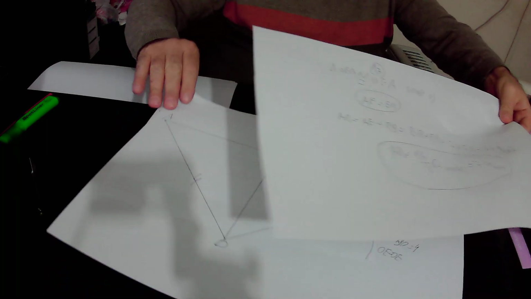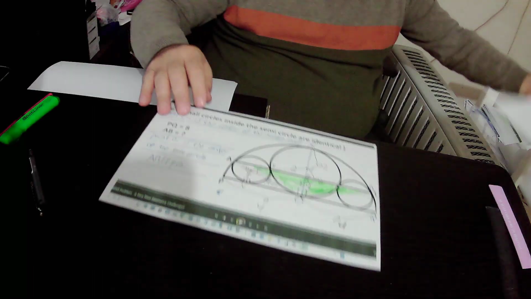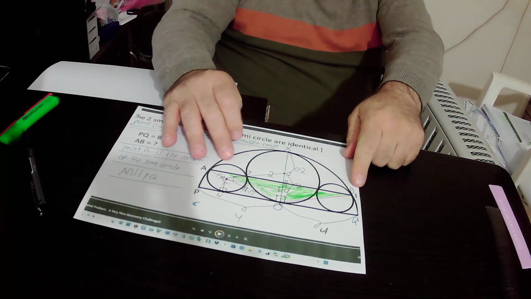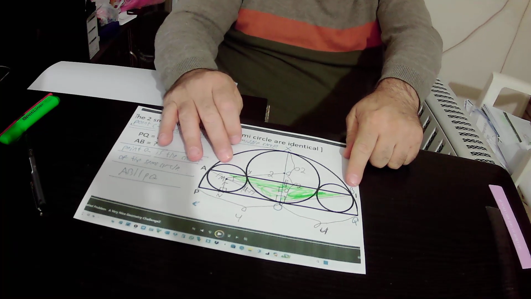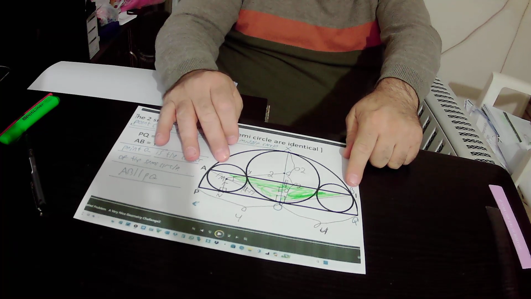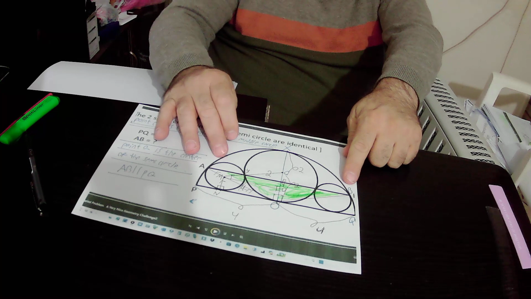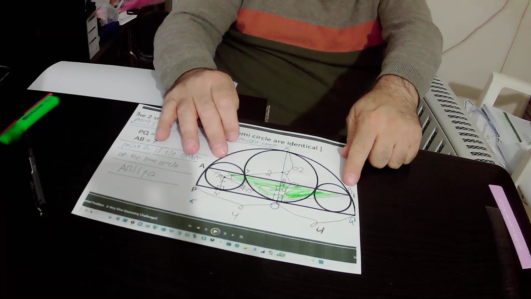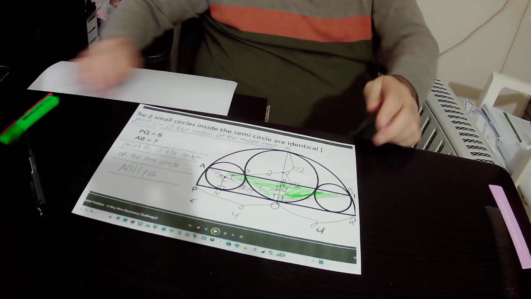So I'll repeat again. The length of chord AB is either 16 over 3 times square root of 2 units, or in terms of numbers, 7.54 units. Okay, thank you very much.